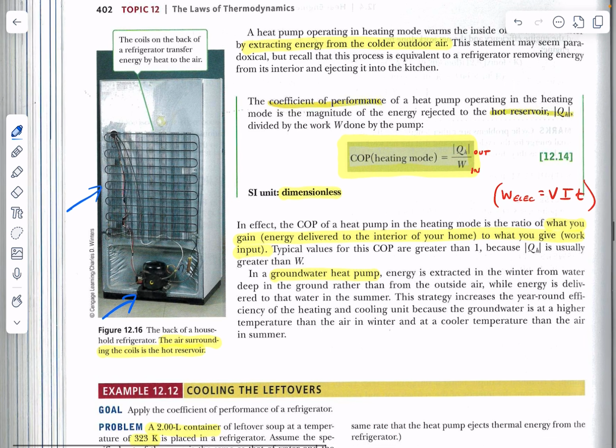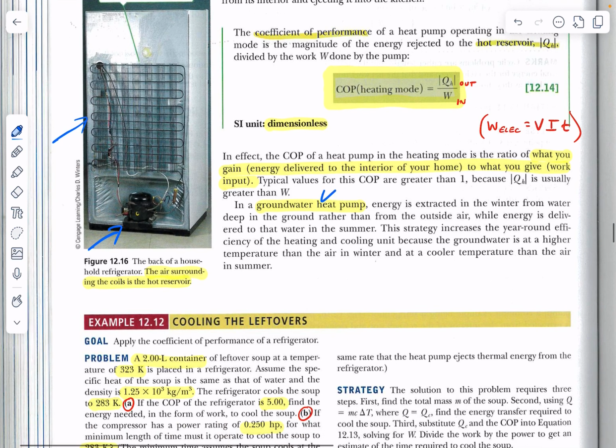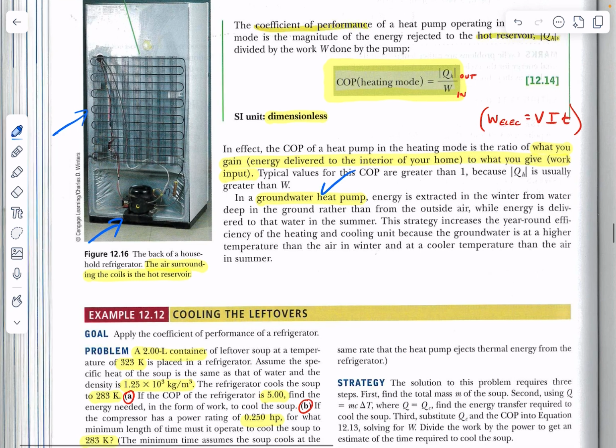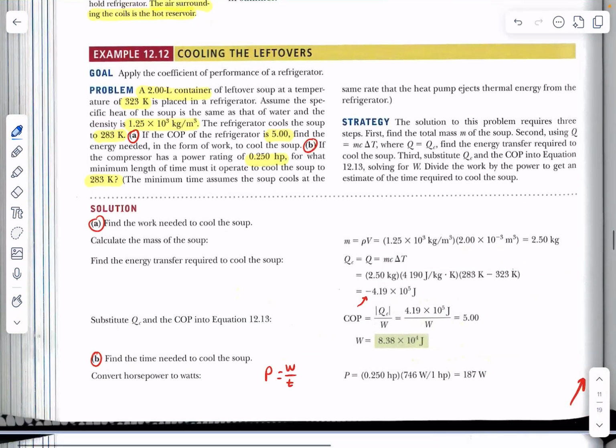We can also use groundwater heat pumps, where we try to extract heat from water deep underground. In this problem, we apply the coefficient of performance of a refrigerator. We have a 2-liter container of leftover soup at a temperature of 323 Kelvin in a refrigerator, and we're going to cool it down because we don't want it to go bad. We're going to save it for later.